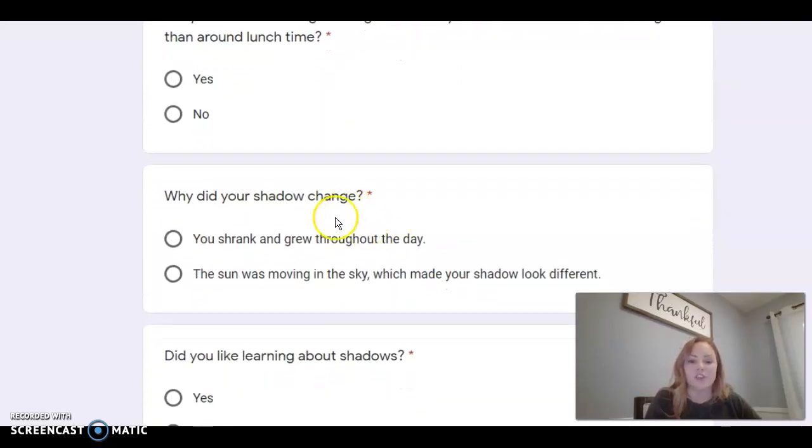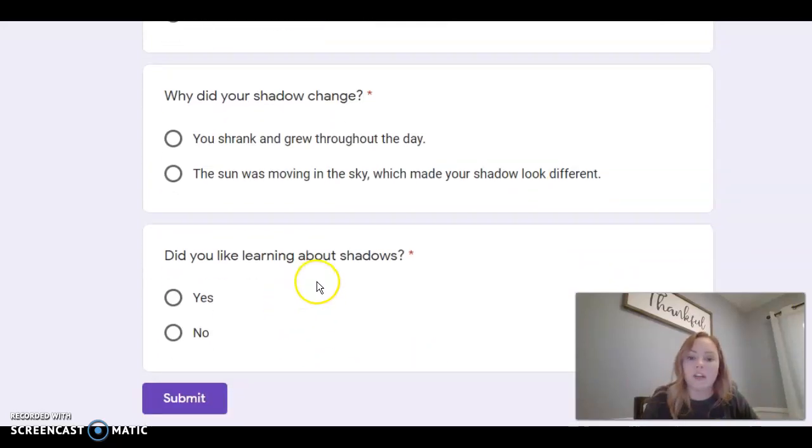Why did your shadow change? Do you think your shadow looked different at different times of the day because you were shrinking and growing throughout the day? So in the morning, you woke up and you were really small. In the middle of the day, you grew a little bit, and at the end of the day, you were super tall. So do you think your shadow is changing because your body's changing? Or do you think your shadow was changing because the sun was moving in the sky, which made your shadow look a little bit different because the sun was moving?